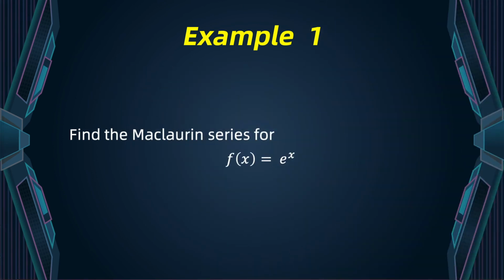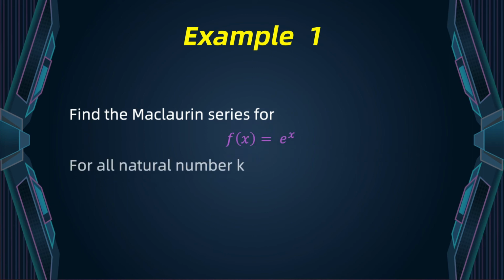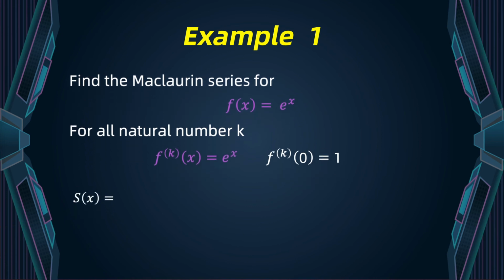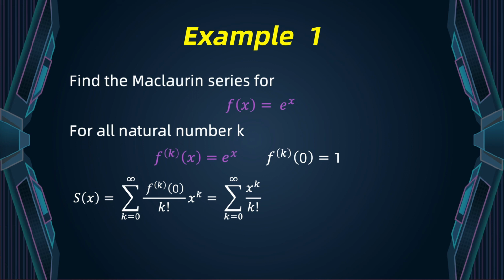So here in our first example, the question is asking us to find the Maclaurin series for f(x) equals e^x. For all natural numbers k, f^(k)(x) is equal to e^x, where f^(k)(0) is just equal to 1. So we can say S(x), which is equal to the sum of f^(k)(0) over k factorial multiplied by x^k from k equal to 0 to infinity, is equal to the sum of x^k over k factorial from 0 to infinity, which is equal to 1 plus x plus 1 over 2 factorial times x squared plus 1 over 3 factorial times x cubed, and so on and so forth.